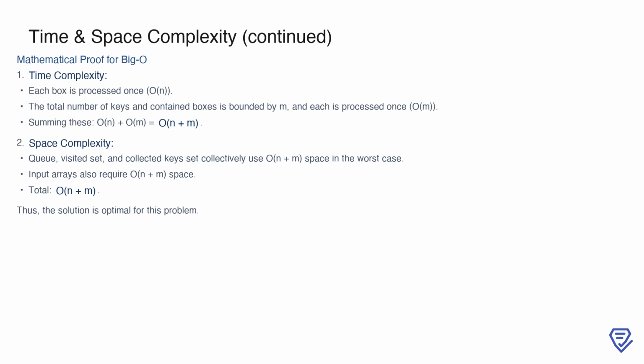For space complexity, the queue, visited set, and collected keys set collectively require n plus m space in the worst case. Additionally, the input arrays contribute n plus m storage. Summing these, the total space complexity is n plus m. This proves that the BFS-based solution is optimal for this problem, balancing both time and space efficiency effectively.